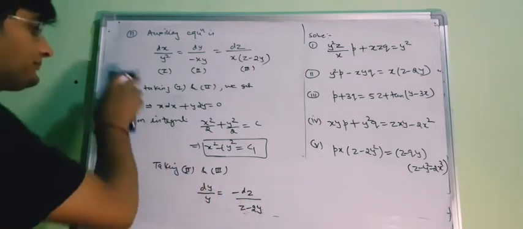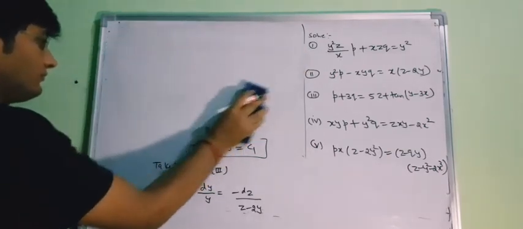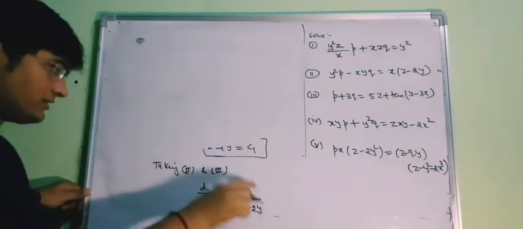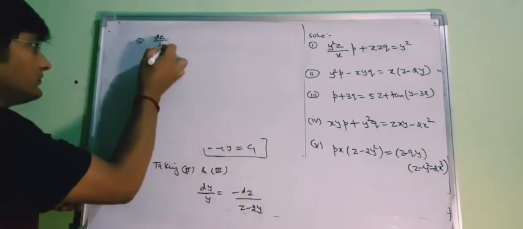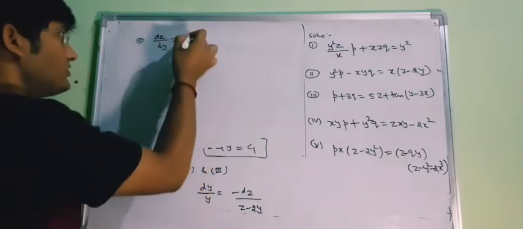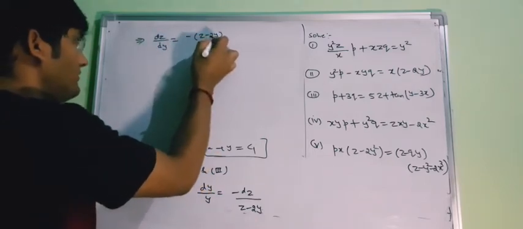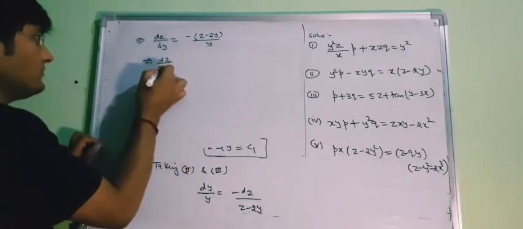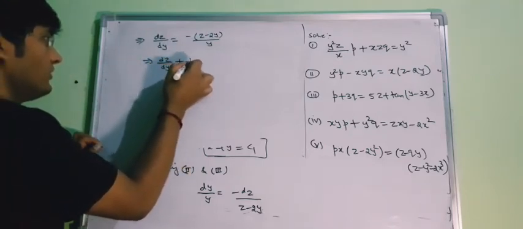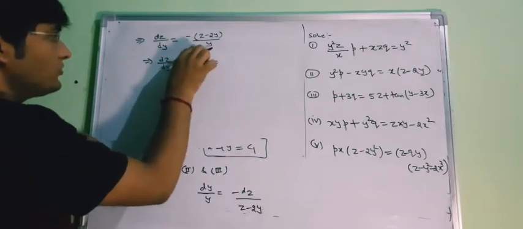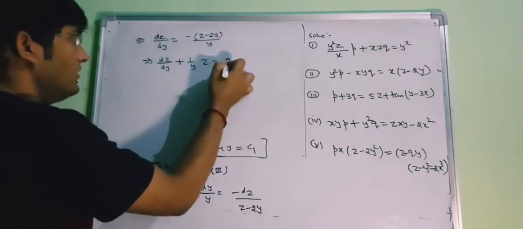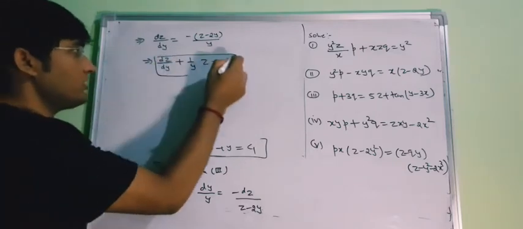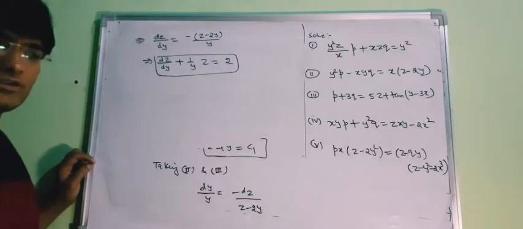Now we can write it as dz upon dy is equal to minus z minus 2y divided by y. So this is your linear differential equation of, now this will be 1 upon y, and in the right hand side we will get plus 2. Okay. Now this is your linear differential equation of first order and first degree.